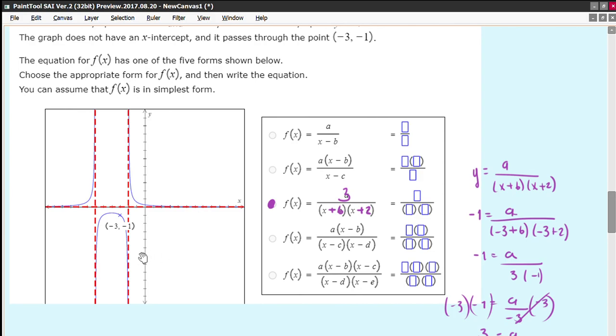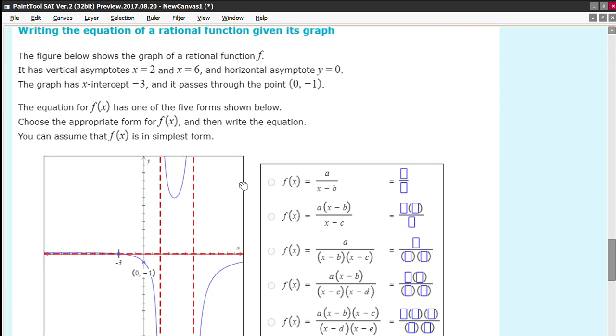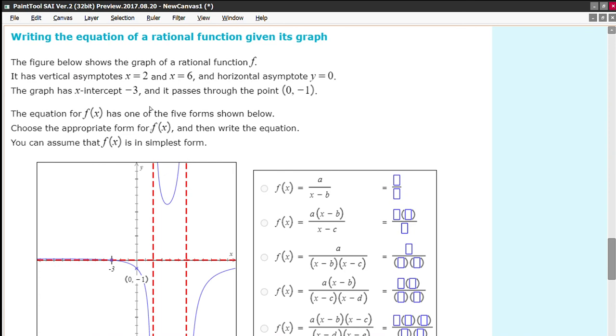One last example. In this exercise, again, we have two vertical asymptotes, one at 2 and one at 6, meaning we can have one of these three possible answers. Then, we have an x-intercept at -3 and only one x-intercept, meaning that in our numerator we should have a factor. So that leaves us with only option 4. We can start writing the values. So this is x minus 2 and x minus 6. And the x-intercept is at -3, so this should be x plus 3.